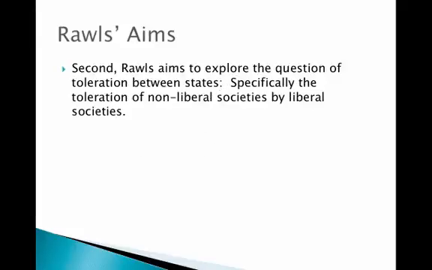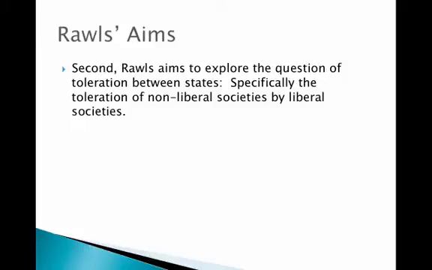His second aim is to explore the question of toleration between states, specifically the toleration of non-liberal societies by liberal societies. Now recall that when I say liberal, I don't mean Democrat, at least not Democrat as the political party in the United States, which is contrasted with the Republican Party. There's a sense in which Republicans and Democrats would both count as liberals in Rawls' schema, which is a point I've made many other times throughout this course that I just want to stress again.